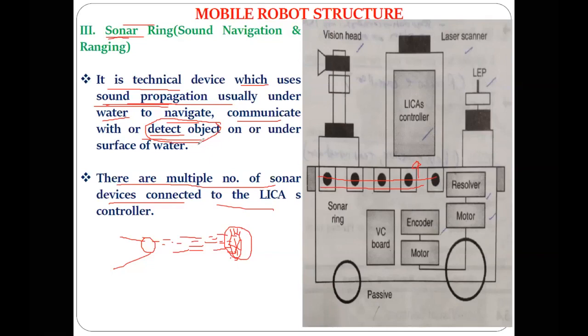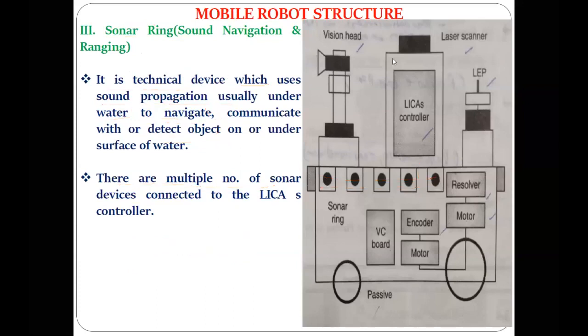So in the case of our robot, the main activity is performed with the help of the sonar ring as well: navigation and detection of objects. So this sonar ring can also be utilized in robots. If you have robots which are utilized on the surface of water, or robots which will be utilized under the water, then these kinds of devices are used. Understood the sonar ring?